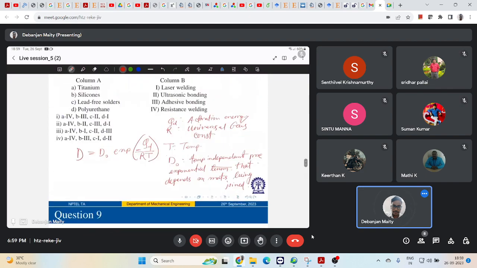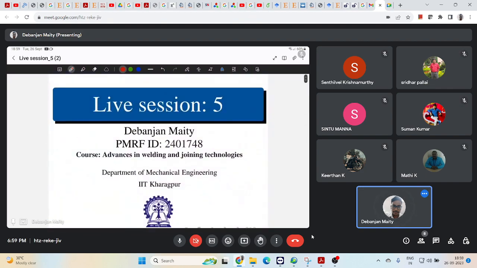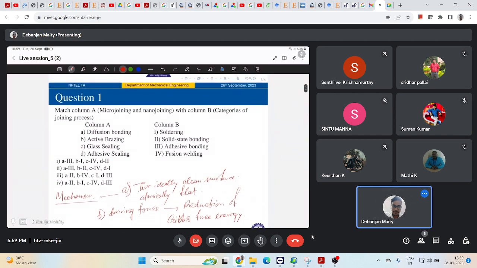Okay, sure. We'll come to the questions then. Let's try out this question. Which one should be the correct answer over here? We have talked about diffusion bonding, soldering, solid state bonding, adhesive bonding, fusion welding. So these are the examples of different kinds of techniques. Which one should match with whom?